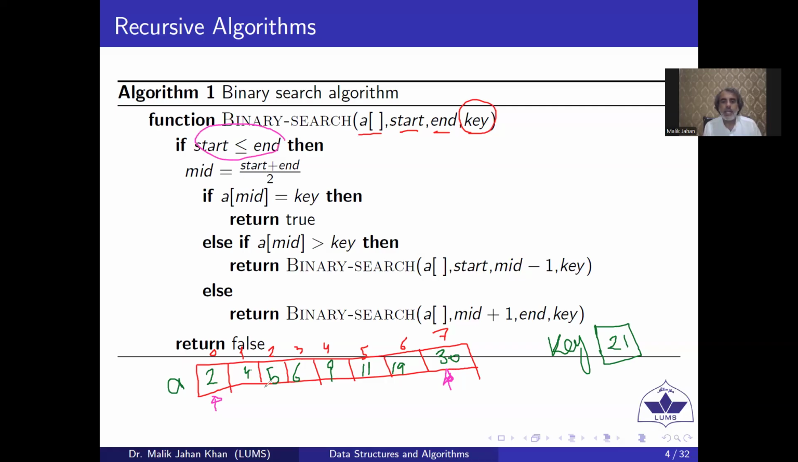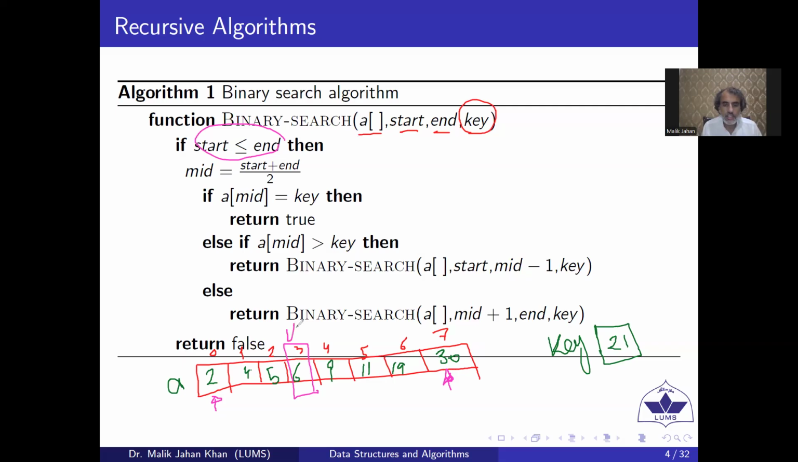So mid is computed as the average of start and the endpoint. So 0 plus 7 over 2 will give us 3, because we are talking about integer division. 3.5 will be an invalid answer because we are talking about an index. So index has to be an integer. So our midpoint in this case is going to be 3.